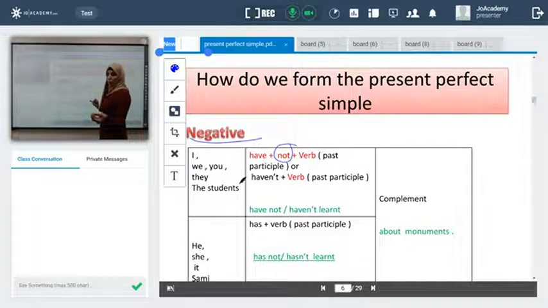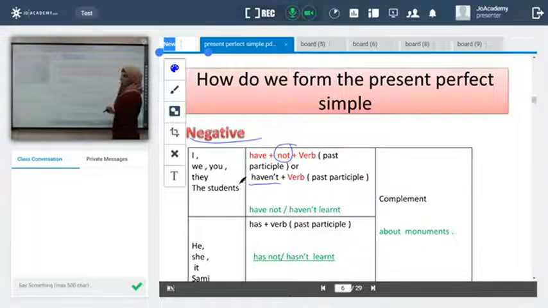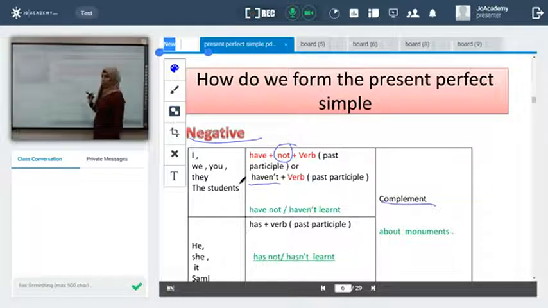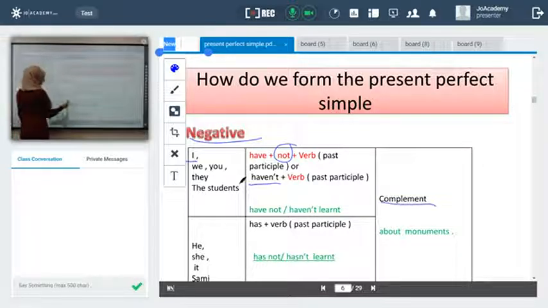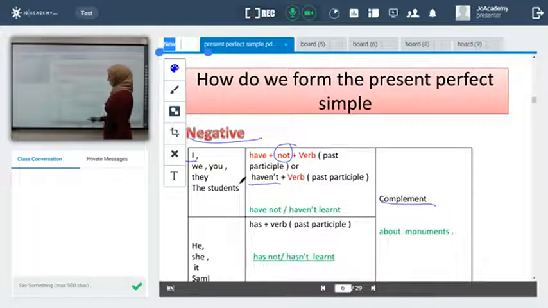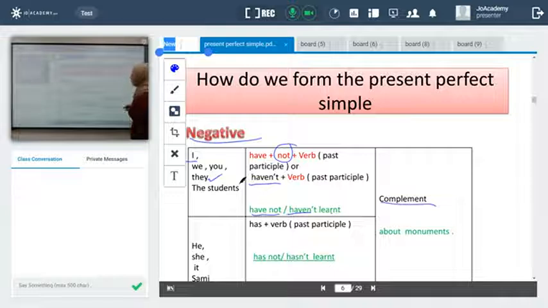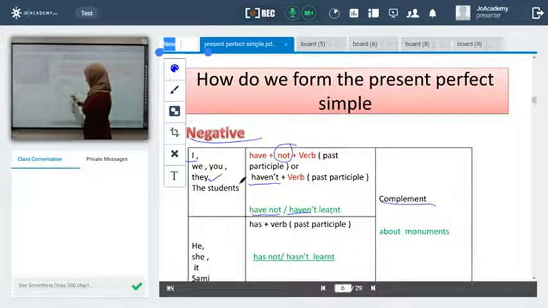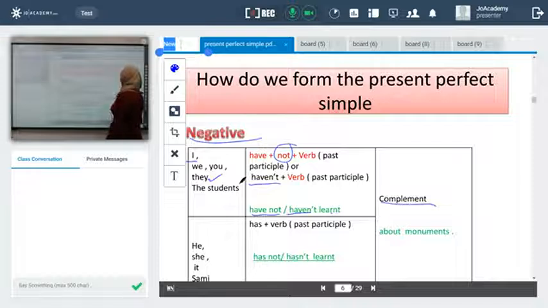Can we use short forms? Of course. We can say instead of have not, haven't, and a verb in the past participle form. Then, of course, we write the complement of the sentence. So let's have a look. I have not learned about monuments. Have not, or we can say haven't. They, for example, have not learned about monuments. The students have not learned about monuments.